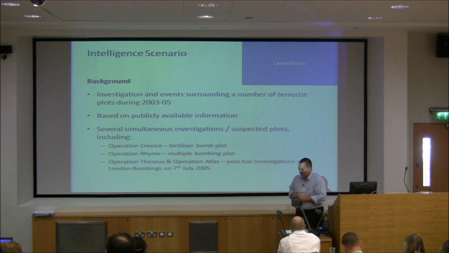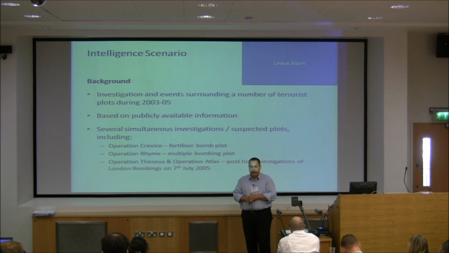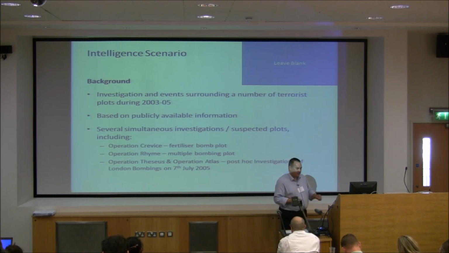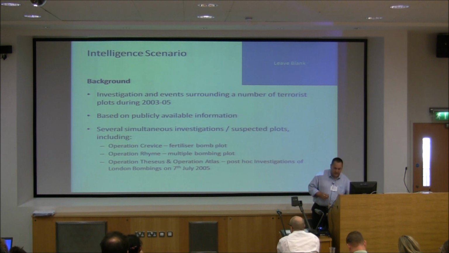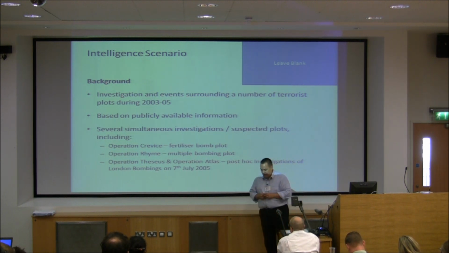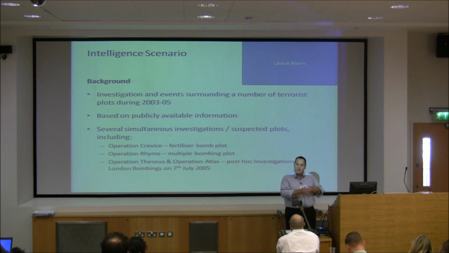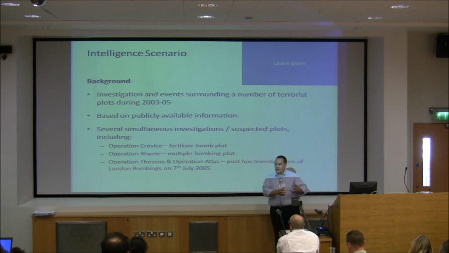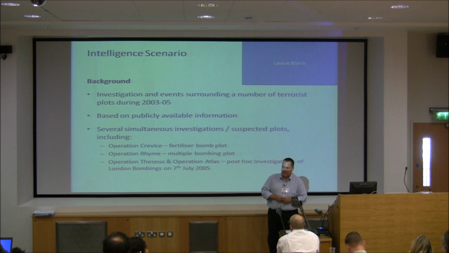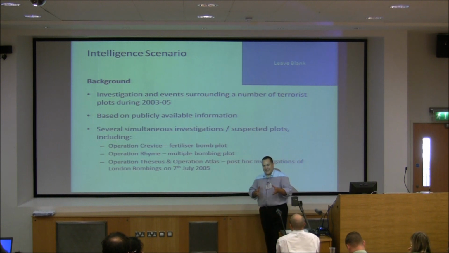So this is a scenario based on reports that are in the public domain. So I'm not going to say anything here that's not in the public domain. And it's about the outcry from the media that at least one of the bombers on the 7th of July bombings, 2005, was known to at least one security organisation. So the question that the newspapers were raising was, why wasn't this person arrested? Well, they weren't arrested because they hadn't done anything.